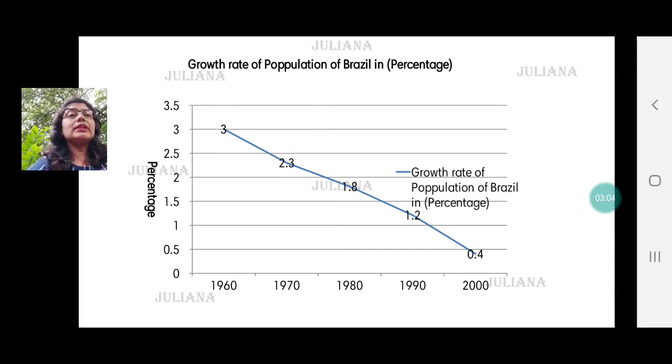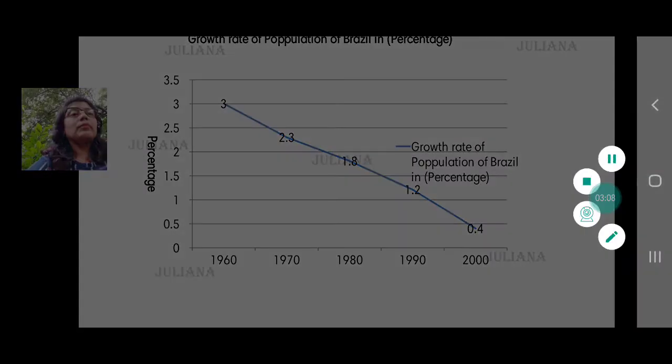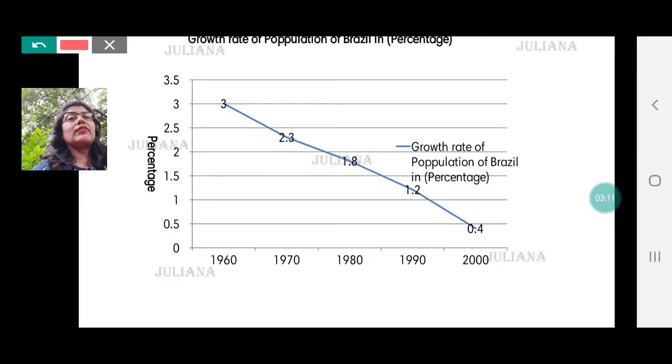And what happens if this growth rate goes even further down? From 0.4%, if it goes to 0%, does that mean that children are not born? No, it means the growth rate has stopped. That means children will be born, but the population is not increasing. So the population will more or less remain static, or it will take many years for the population to show a slight increase.